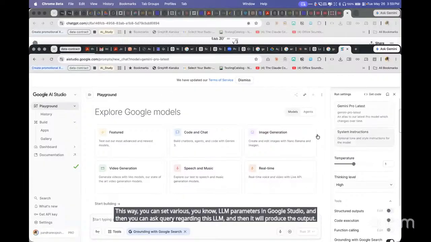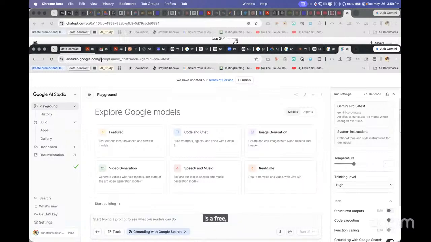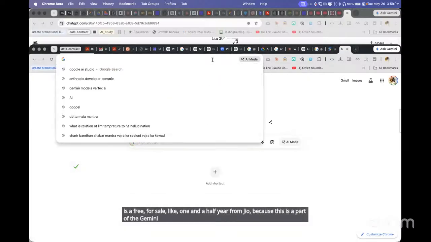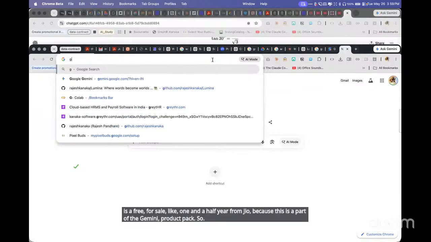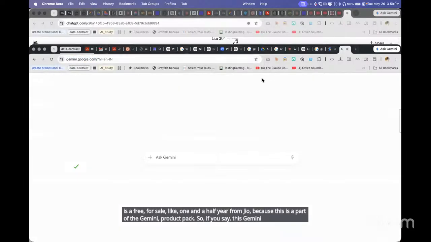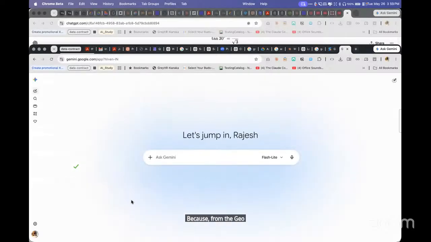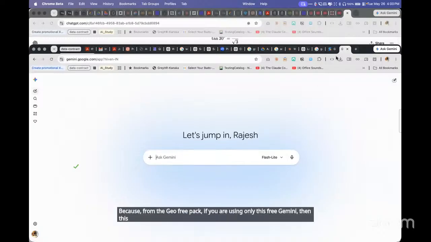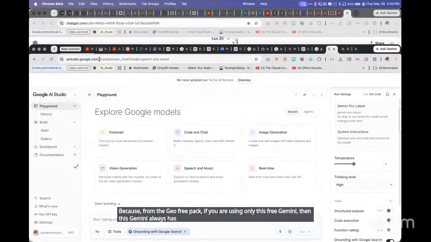So this is the way, and this AI Studio Google.com is free for, say, 1.5 years from Jio, because this is a part of the Gemini product pack. So if you are using this free Gemini from the Jio free pack, then this Gemini always has Google AI Studio also free.